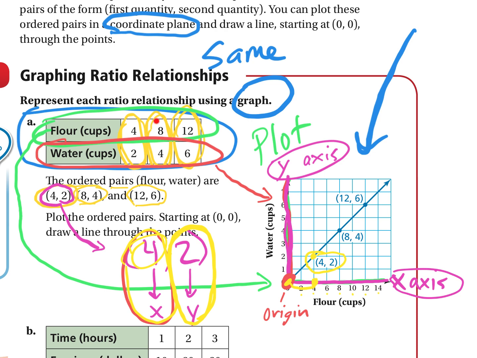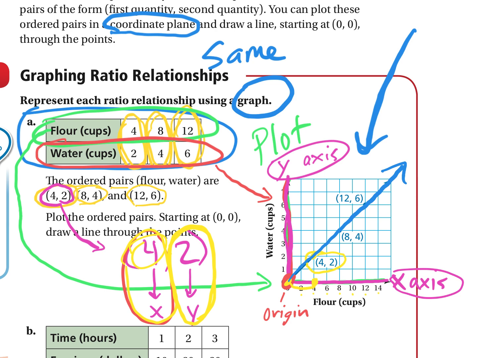And so we would do the same thing. We have 8, 4. I start at the origin, I move to the right 8, and then I move up 4, and I land at that dot there. And the same thing for 12, 6. I plot it there. And when we work with coordinate planes or graphs, it's always good to connect the dots by making a line like that. It shows the direction that the information is going, okay?